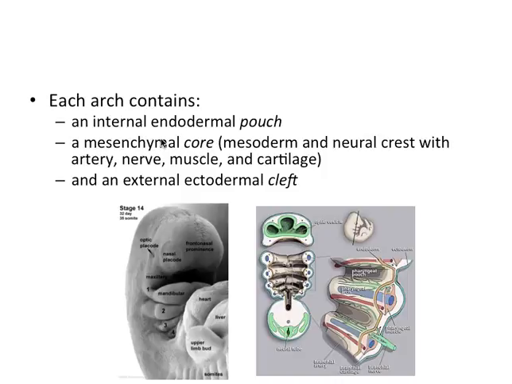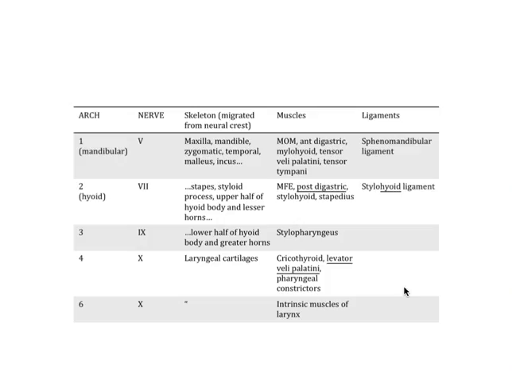So each arch contains, if this is an arch here, we'll just pick this band, an endodermal pouch, a mesenchymal core, which is composed of both mesoderm and neural crest, which is technically part of the ectoderm, and an external ectodermal cleft. So pouch, core, and cleft.